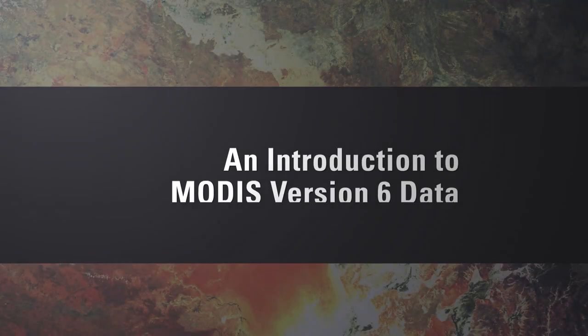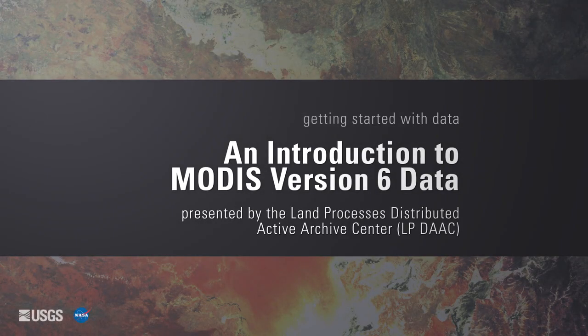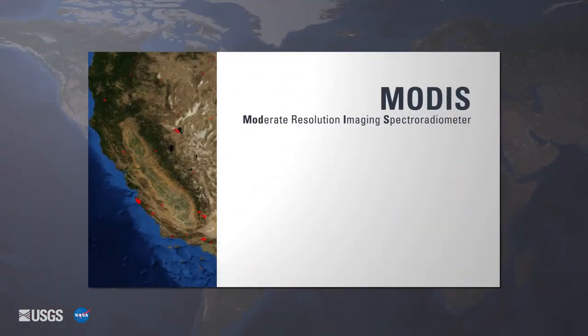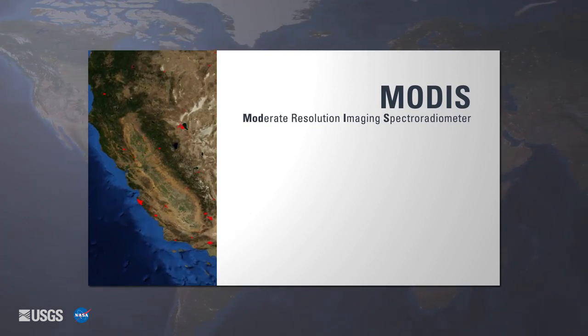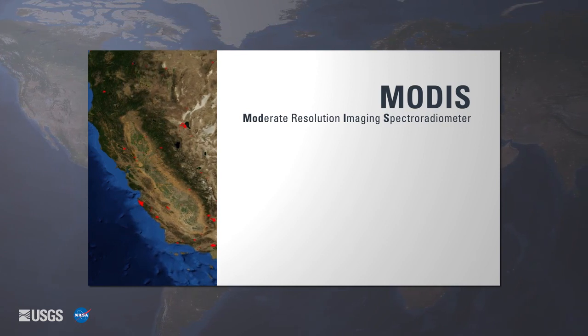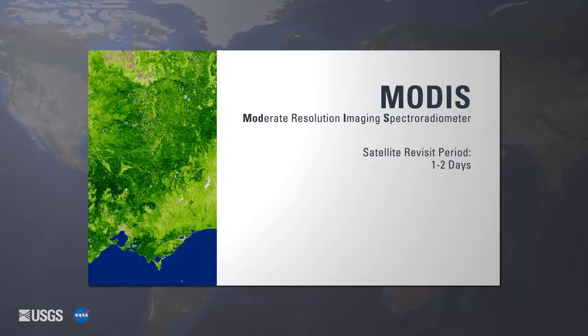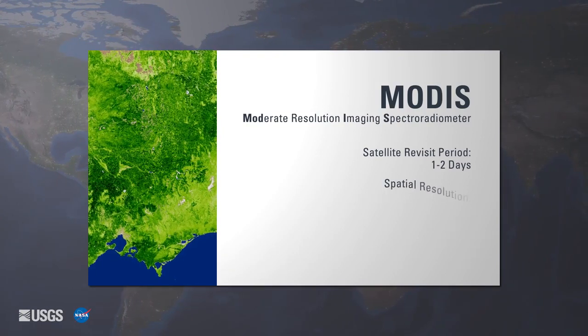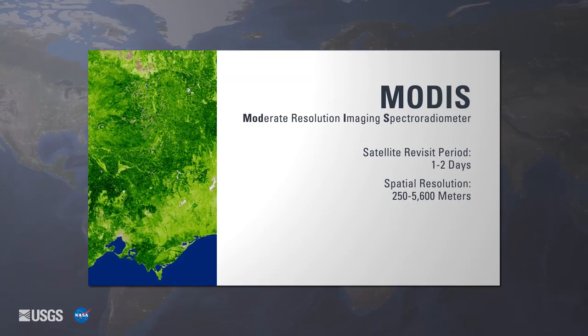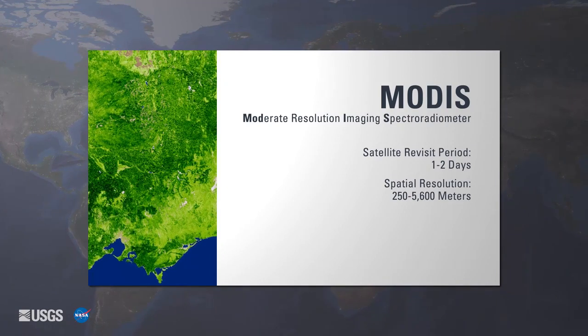An Introduction to MODIS version 6 data, presented by the Land Processes Distributed Active Archive Center, LP DAAC. The Moderate Resolution Imaging Spectroradiometer, or MODIS instrument, operates on both NASA's Terra and Aqua spacecraft. The orbit of each spacecraft allows MODIS to capture the entire Earth every 1 to 2 days, providing data products with spatial resolution ranging from 250 to 5,600 meters.